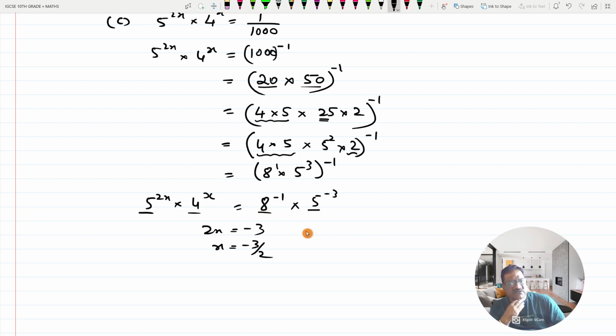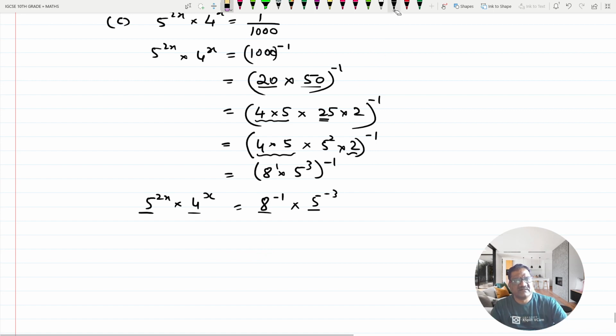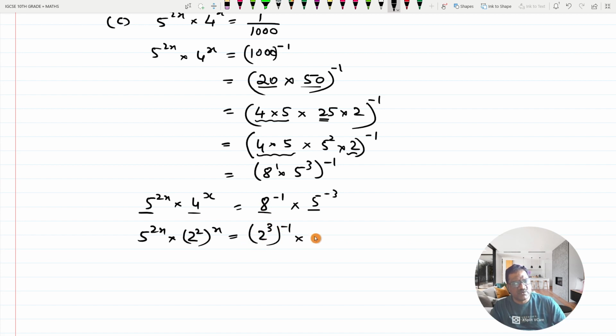So one thing can be done. I'll still work out further. Now this is what clicks to me. Now 5 raised to 2x, this 4 can be written as (2 square) whole raised to x. This 8 can be written as (2 cube) whole raised to minus 1, and this is 5 raised to minus 3. Now I am getting all the bases the same.